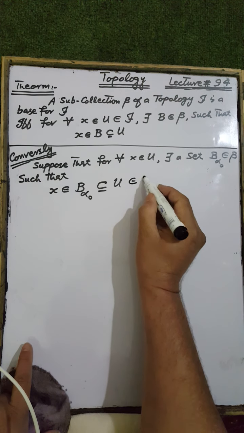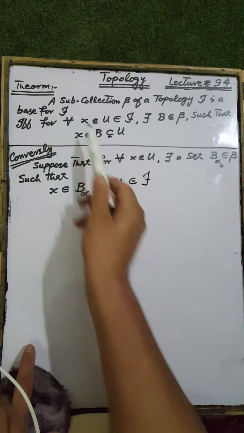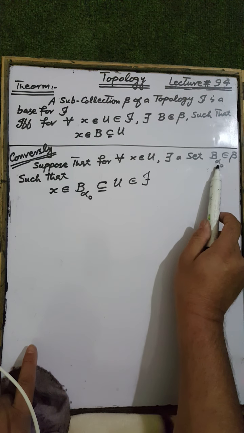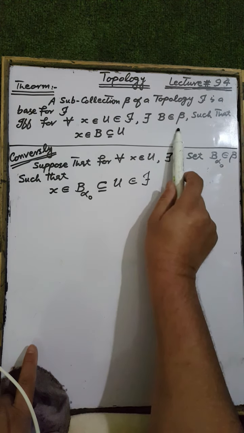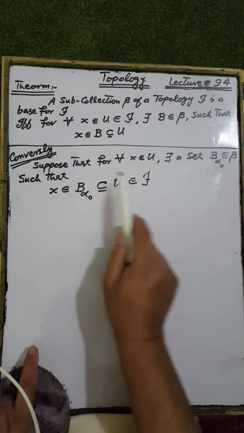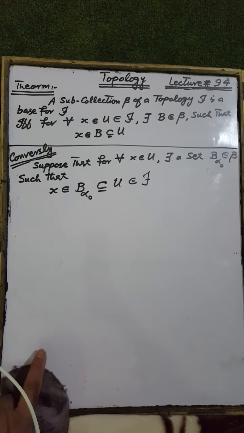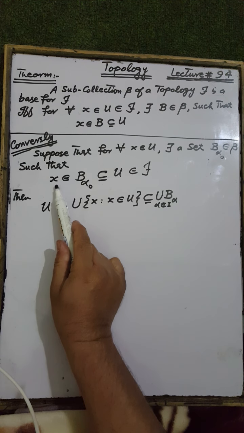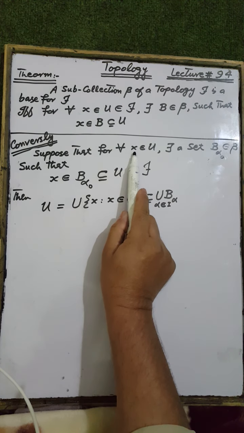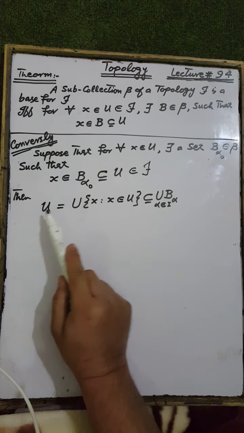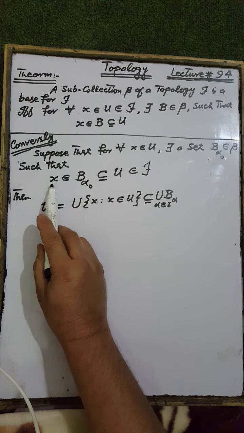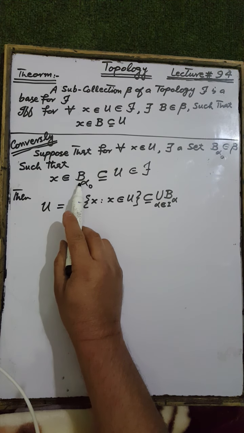U is an open set of the topology τ on the ground set X. There exists, for each element x belonging to the open set U, a set B_α0 belonging to the subcollection β such that x belongs to the set B_α0, and B_α0 is a subset of the open set U of the topology τ. Then the collection of elements x, where x is an element of U, is a set which is equal to the set U, and each element is an element of B_α0. Therefore the set containing the element x is a subset of B_α0.